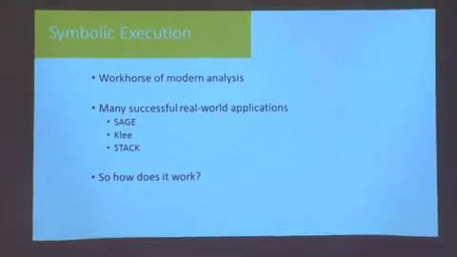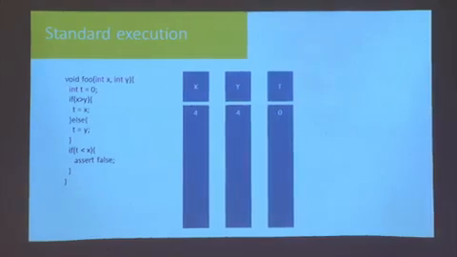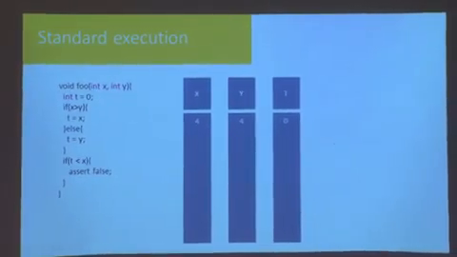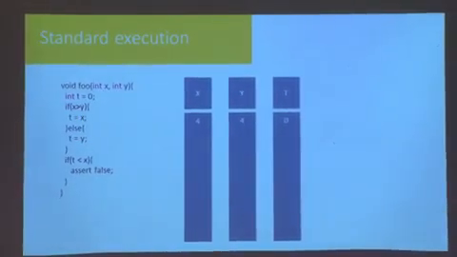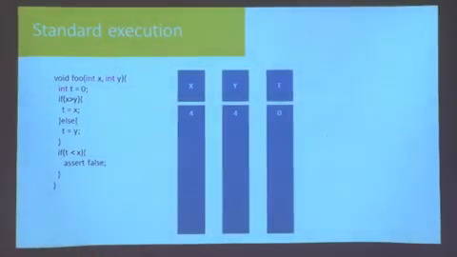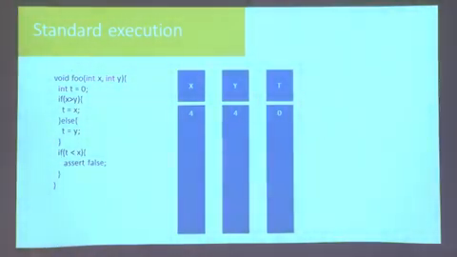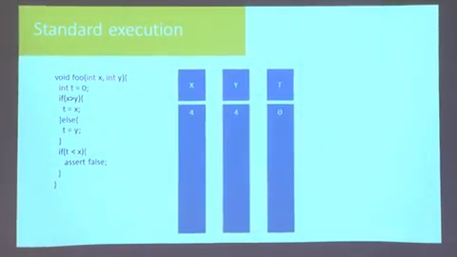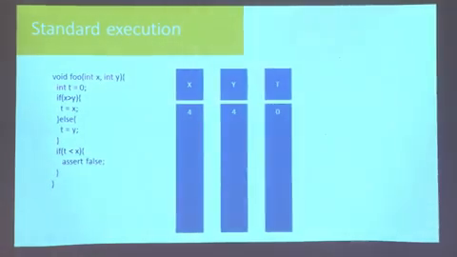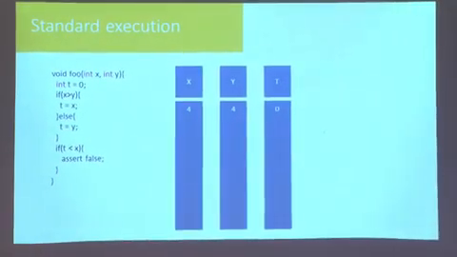How does it work? In order to really understand how it works, it's useful to start by looking at just normal execution, right? If we think of symbolic execution as a generalization of traditional plain vanilla execution, it makes sense to know what this looks like. So I'm going to be using this very, very simple program as an illustration for a lot of what I'm going to be talking about today.